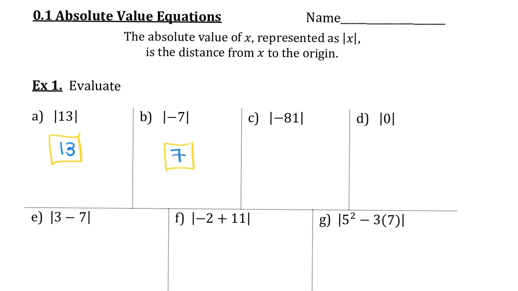Okay, what about for C, the absolute value of -81? Right, it's just 81. It is 81 spaces from the origin. What about the absolute value of 0? 0. And 0 is not positive or negative, so we don't have to worry about the signs.